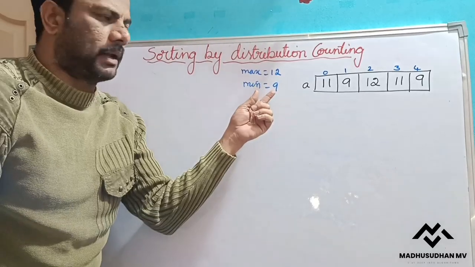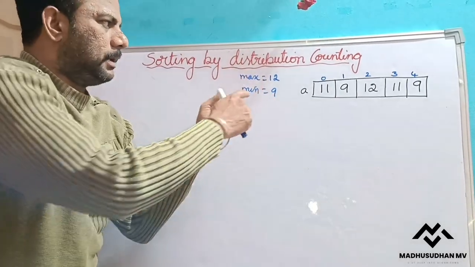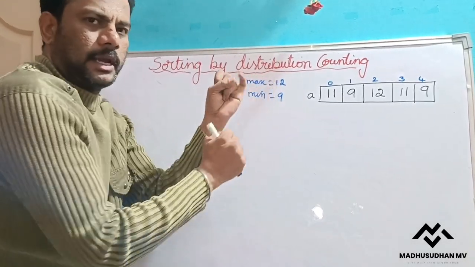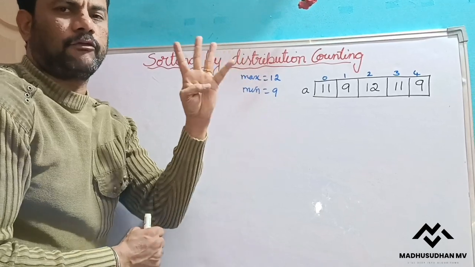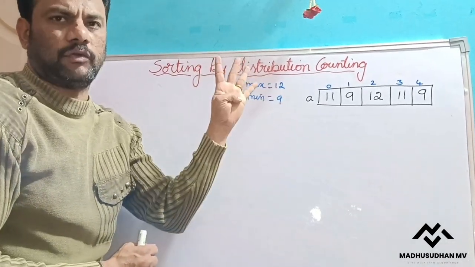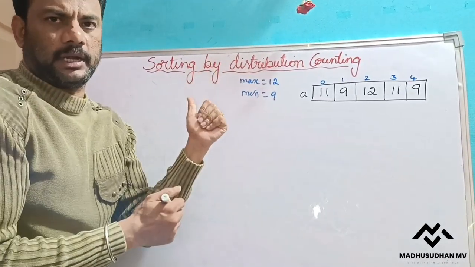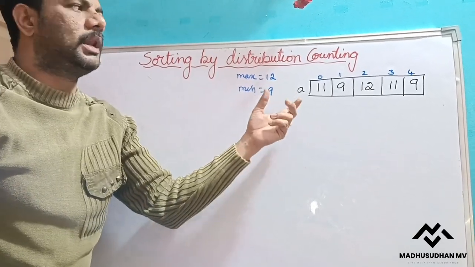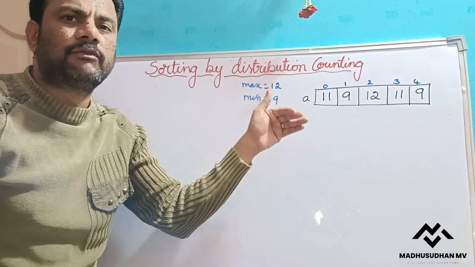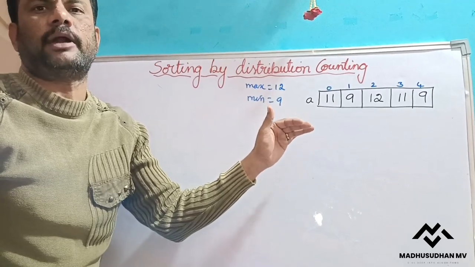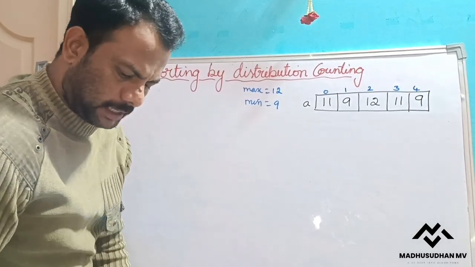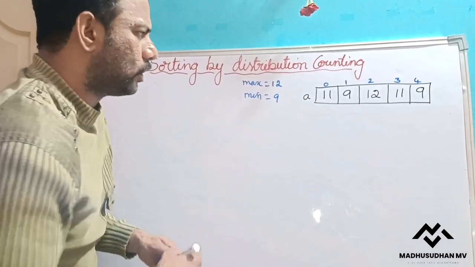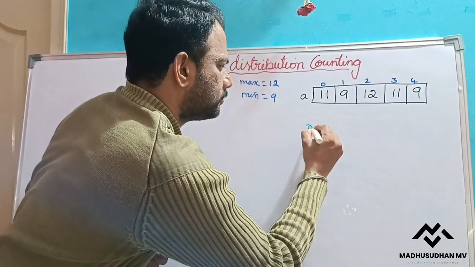That means, the minimum number is 9. The numbers in this range 9 to 12 are 9, 10, 11, 12. There are 4 numbers in this range. Now, how many times does 9 occur, how many times does 10 occur, 11, 12? That frequency of occurrences we need to find out. That frequency of occurrences I am going to store in one array called D.